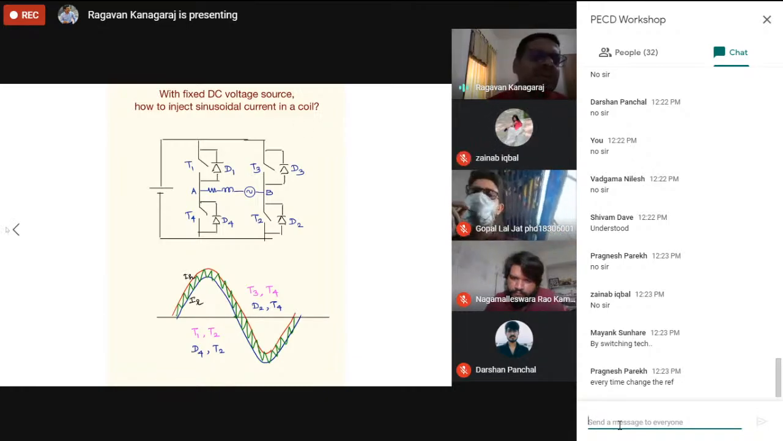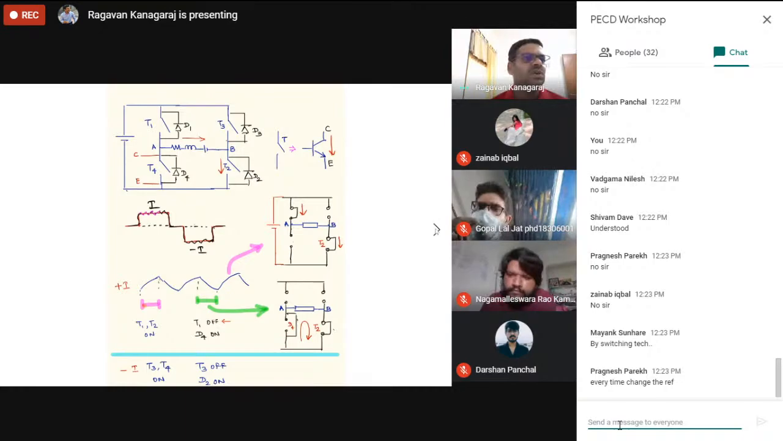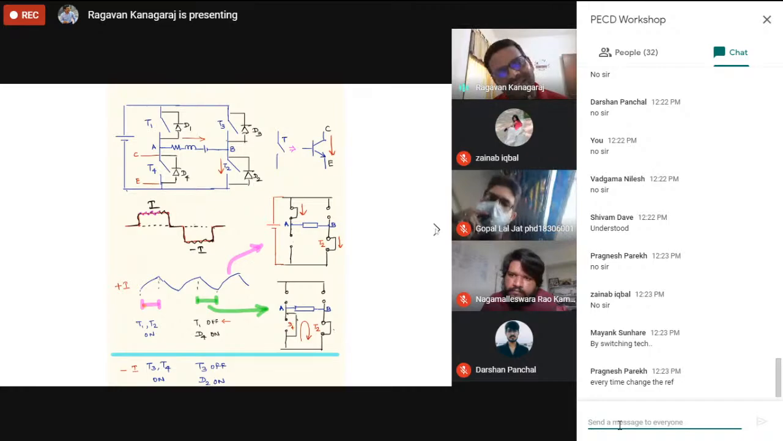The same thing we have seen in the previous case, where it is quasi square. How is it becoming sinusoidal current? Whatever operations you have described, there is no change from what I said earlier. So how does the same set of operations make the current suddenly sinusoidal?